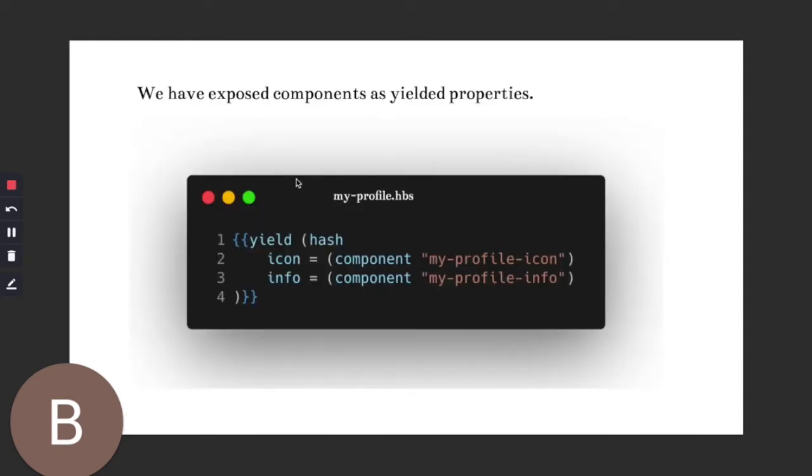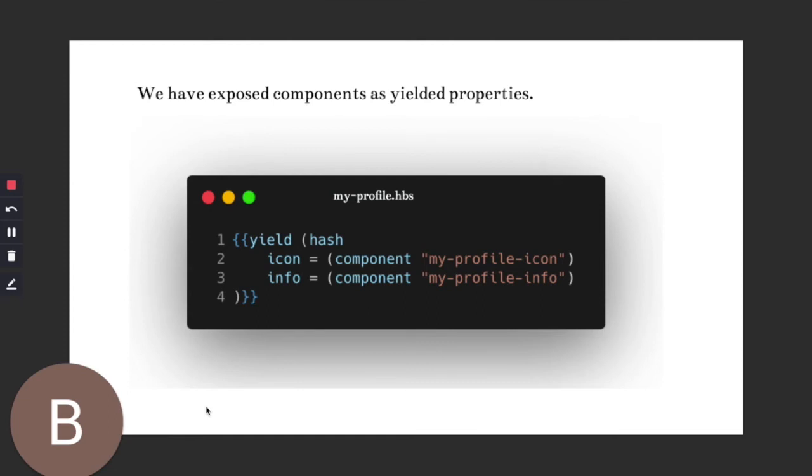Here we are going to create a template for our my profile wrapper component. In this wrapper component, we are using the hash helper and defining our inner components icon and info with the help of component helpers. So icon and info will be two different components, and we are going to access them with our yielded properties.